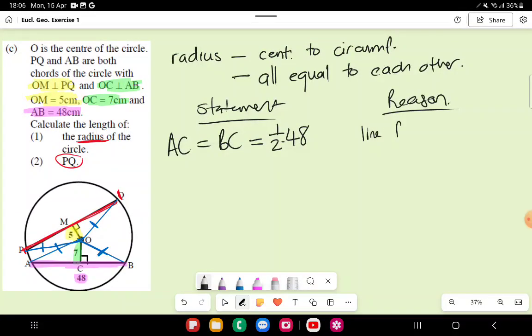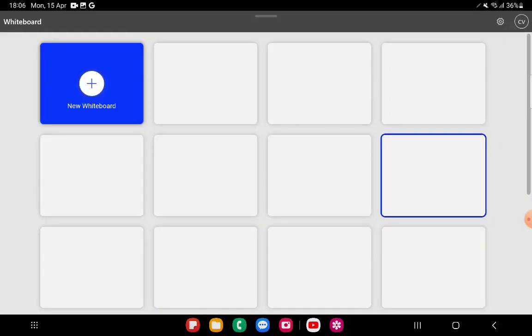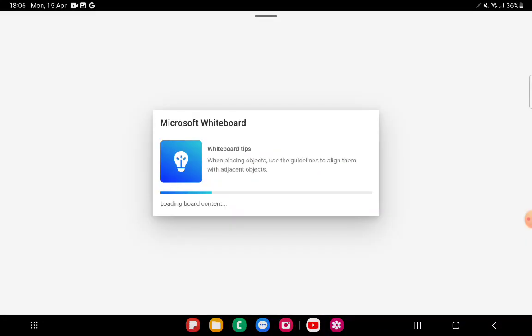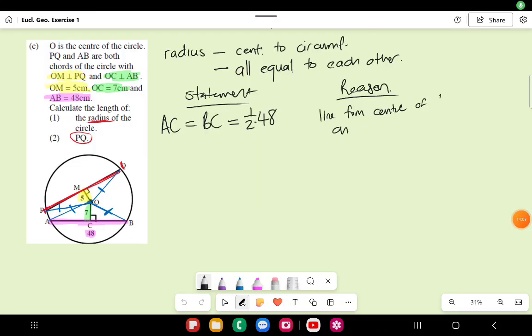Line from center is perpendicular to the chord. Okay, so that's my reason. So now I know that AC, which equals BC, is equal to 24. Okay, so now I know this is 24 and this is 24. 24 and 24 makes 48.